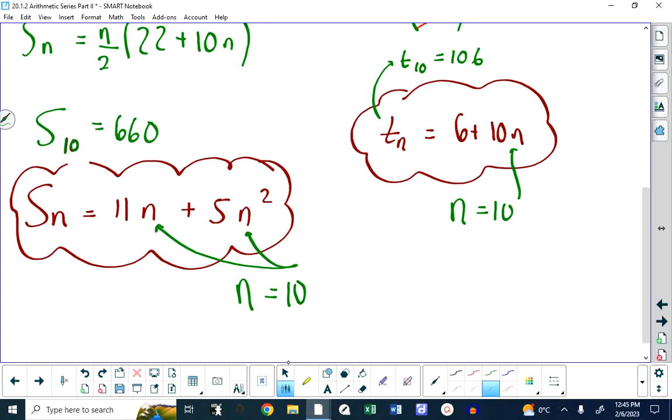What did I write? Oh, 660. 610, right? Okay, thank you. The point is S10 is 610. So when we put n equals 10 into the general term formula, we're just finding out the distance to the 10th pylon and back. When we put n equals 10 into the Sn formula, we're finding out the total distance there and back to all 10 pylons.